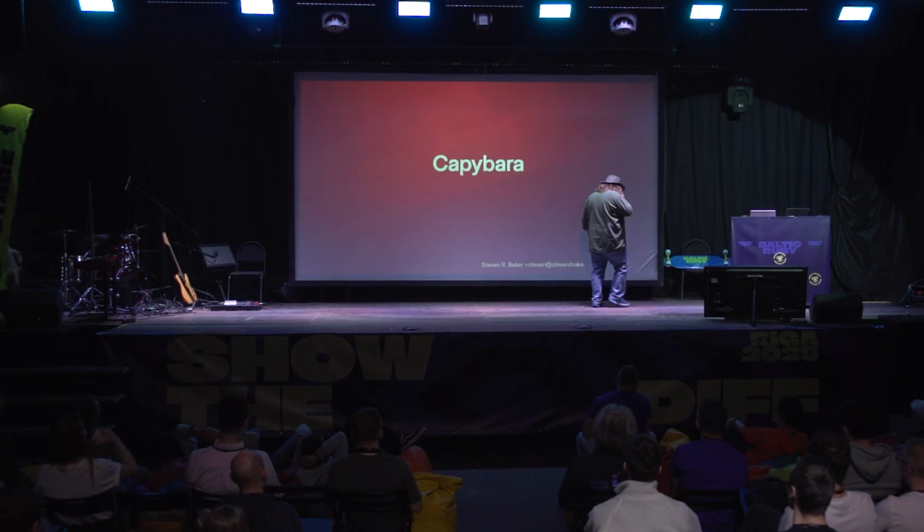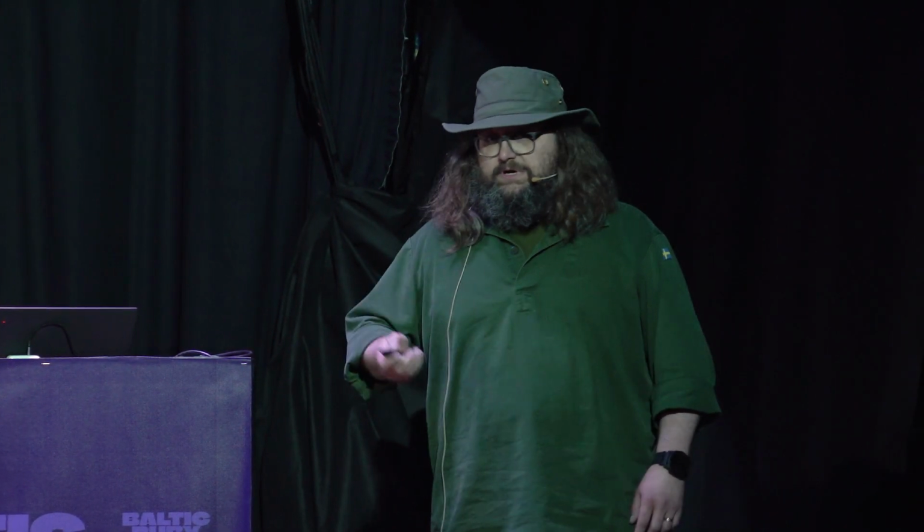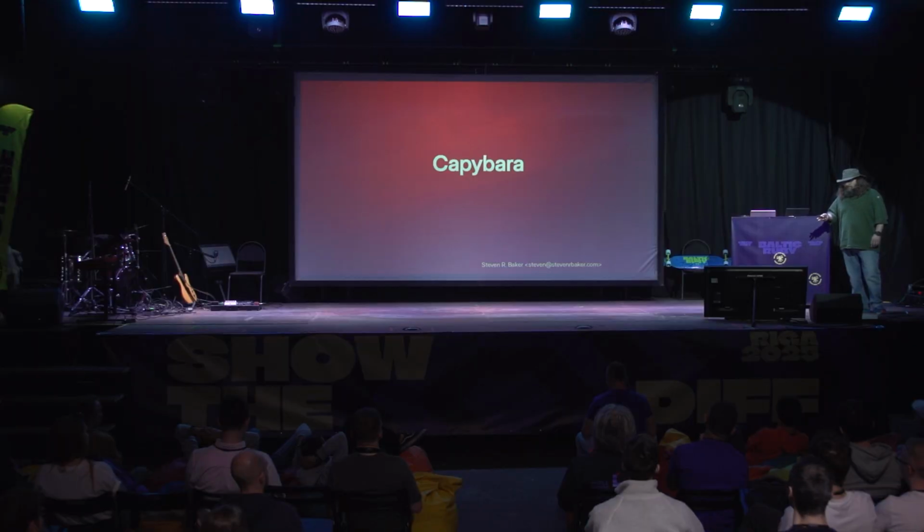Capybara is another DSL that we use all the time. It's really great. It's a DSL for interacting with a website. We use it in our tests. We use it for scrapers. We use it for all kinds of great things. Excellent example of the kind of DSL you can build with Ruby.